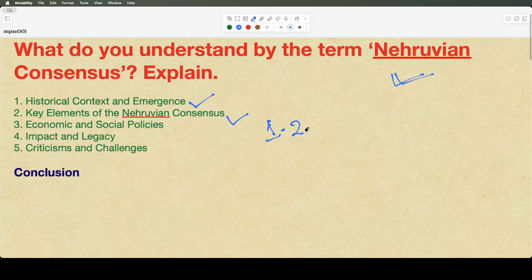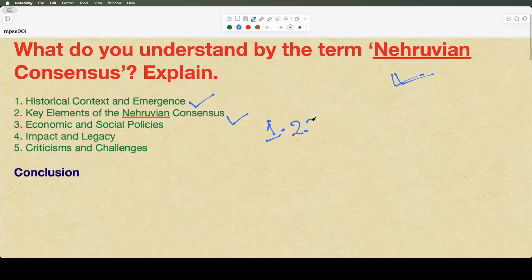Second point is secularism. Nehru's vision of India was a secular one, where the state maintained neutrality in religious matters. Secularism was crucial in a nation marked by religious diversity. The aim was to foster unity and maintain peace by ensuring that no religion was given preferential treatment by the state. This approach was enshrined in the Indian Constitution and was meant to protect the rights and freedoms of all citizens irrespective of their religious beliefs.